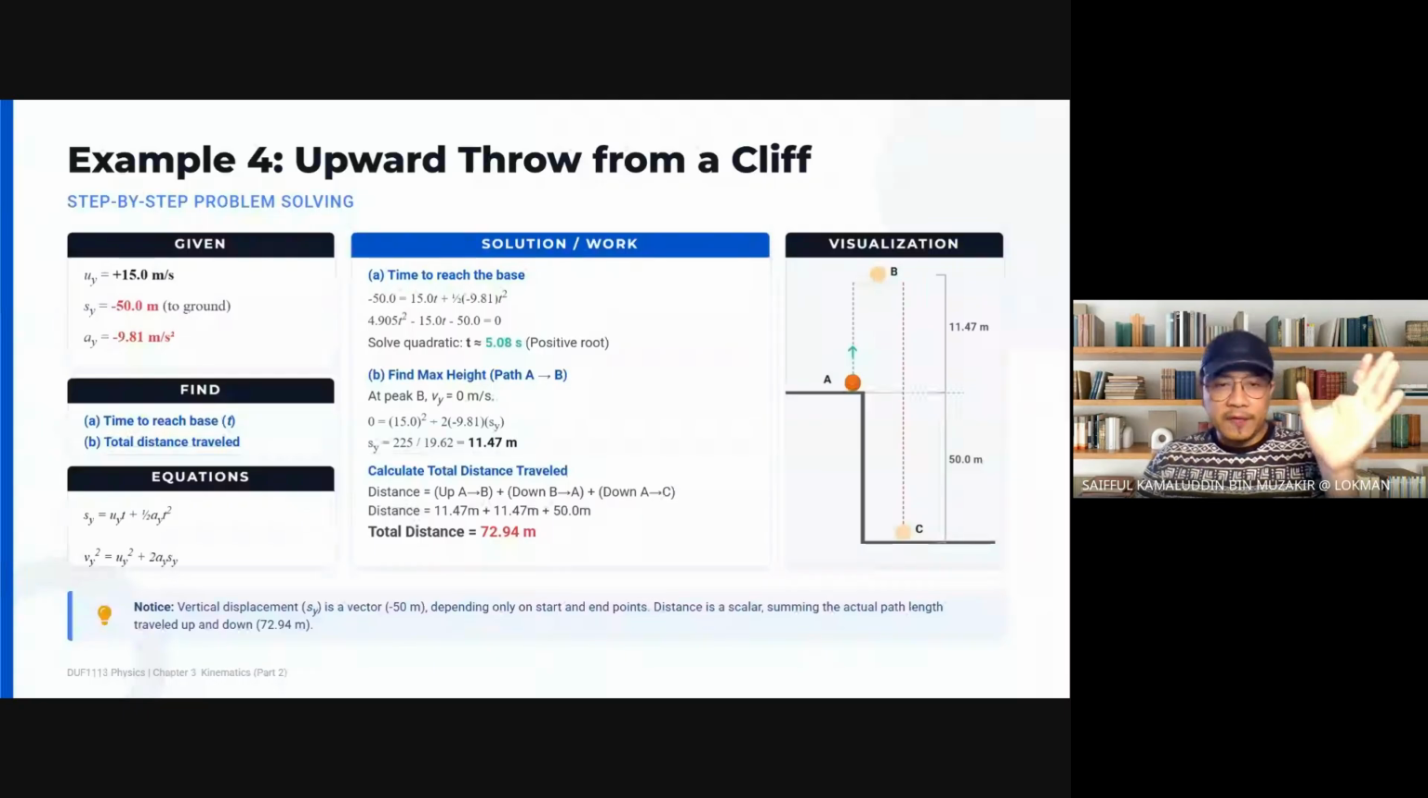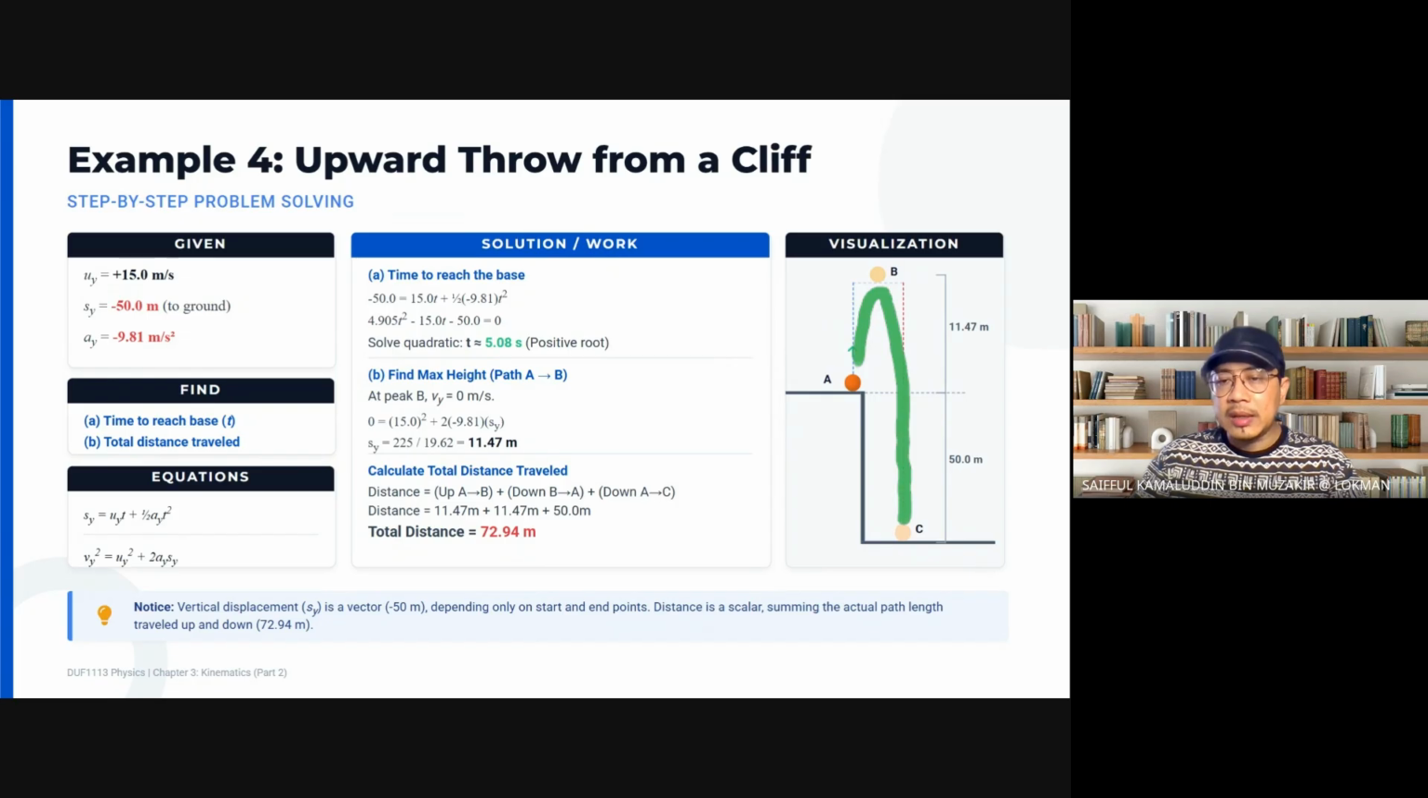So if we have this kind of question, maybe I could ask you the time to reach the base. For example, you throw something upward, and I ask you the time taken, the whole flight of the ball to reach the ground over here. Question B, the total distance traveled. Now look very carefully. I'm asking about total distance traveled. It means it is a scalar quantity. So you should add up the first movement from A to B, then the second movement from B to A again, and the third movement from A to C. This is very simple. Just add up all the distances that you know.